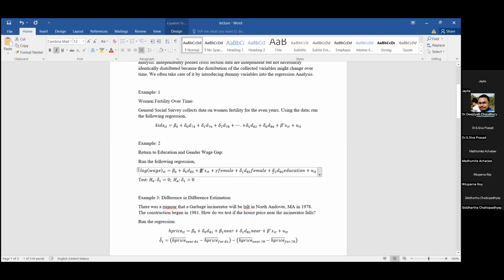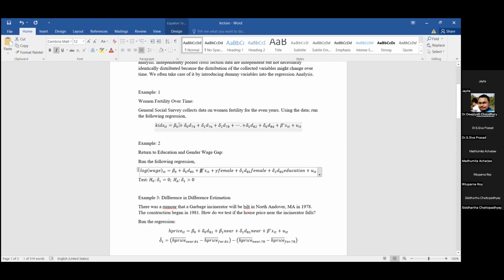But if delta 2 is positively significant, it basically says if you are more educated compared to 1972, you are getting on an average higher wage in 1985. If delta 2 is negatively significant, I can simply say that as you get more educated, your average wage will fall down over the time. So this is how the interactive dummy will work in this.